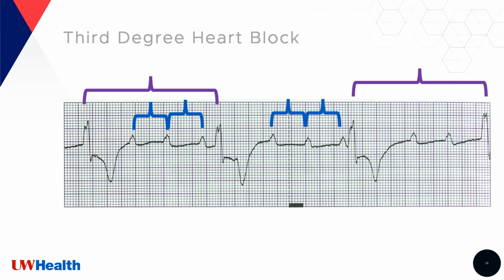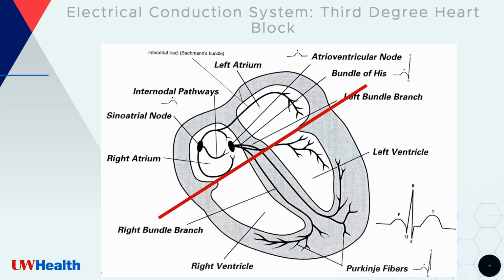The P to P is constant and the QRS is constant, but there's really no association between what's happening in the atria, manifested by the P waves, and what's happening in the ventricles, which is manifest by the QRSs. Like I said, there's a total block between what's happening in the SA node, causing a P wave as that contraction moves through the atria, and what's happening in the ventricles, or the QRS complex.